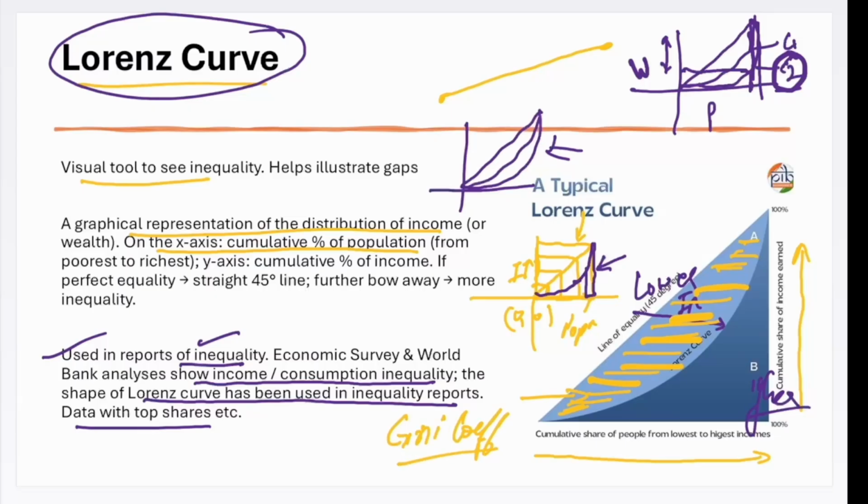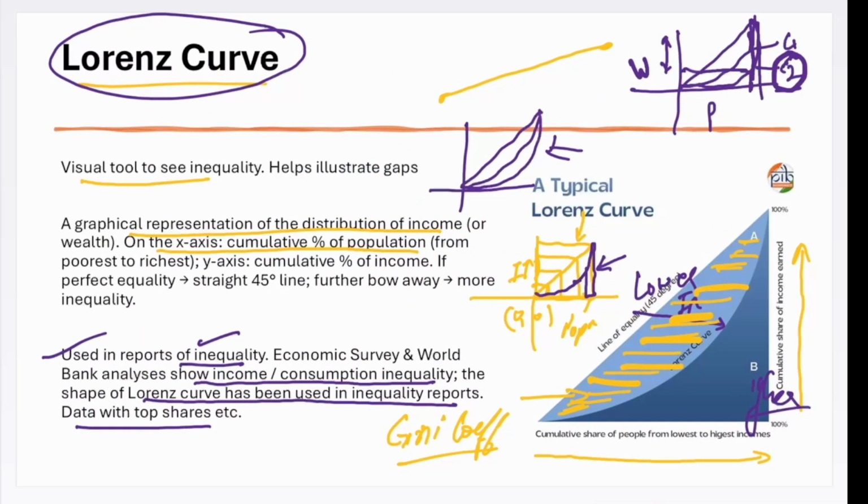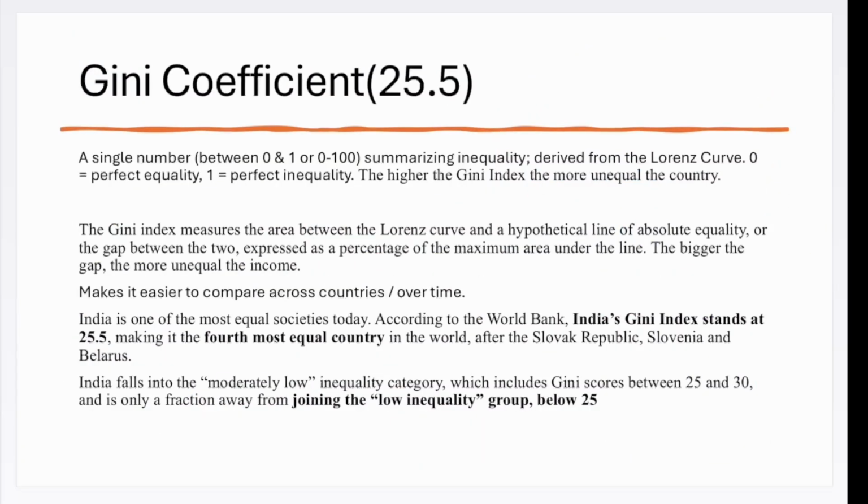So when we talk about it, the closer we are to the line, the Gini coefficient reduces, and we reach what we call equality. Let's understand this. It is a single number between 0 and 1, or 0 and 100, that summarizes inequality, derived from the Lorenz curve. 0 is perfect equality. So if I have a curve like this, which I was talking about, there is no area between them. 0 is what is perfect equality.